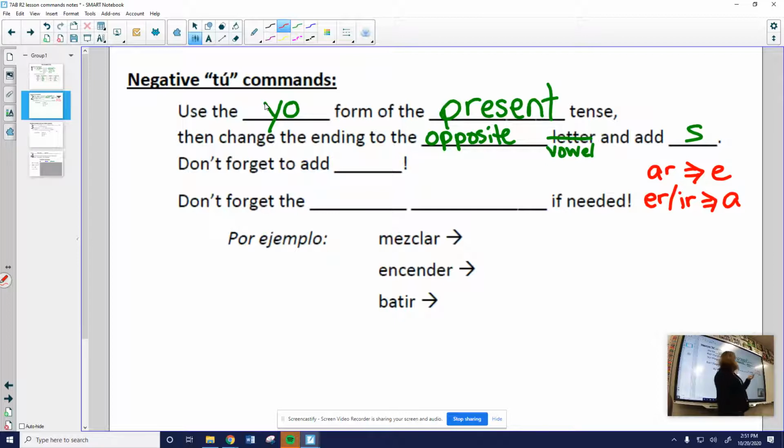Oftentimes in our verb endings, we have the same vowel in the ending as in the infinitive, right? Like, o, as, a, amos, an. Those are the AR verb endings, and a lot of them have the vowel A in them. So in a command, we're using the opposite vowel. And then we add the letter S to the command because we're talking about the tú form. And in the present tense, the tú form usually has an S at the end, right? Don't forget to add the word no, because these are only for negative tú commands. Affirmative tú commands are different. We just reviewed those. Finally, don't forget the stem change if you need it.